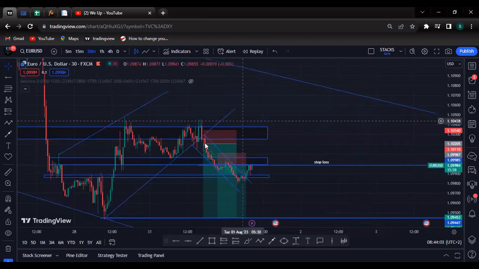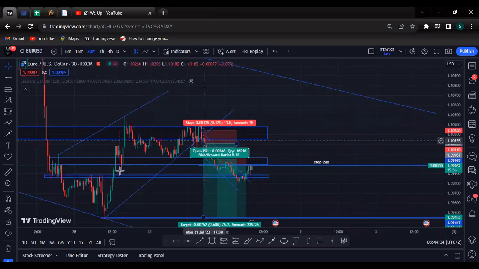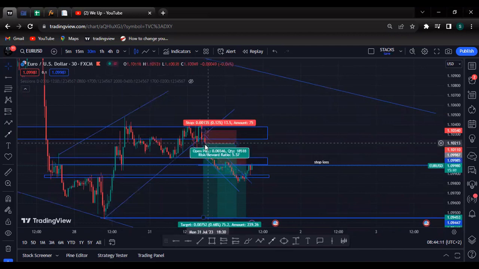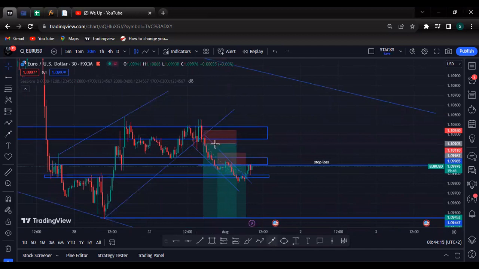But as you can see here, what do I have? Price was in this uptrend here and then broke. Then I took my entry over here. That was my first entry right over here. And then price came down here. And then let me actually zoom in so you can actually see what happened.